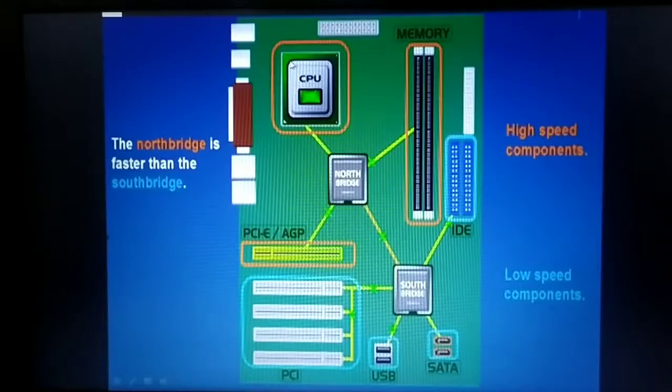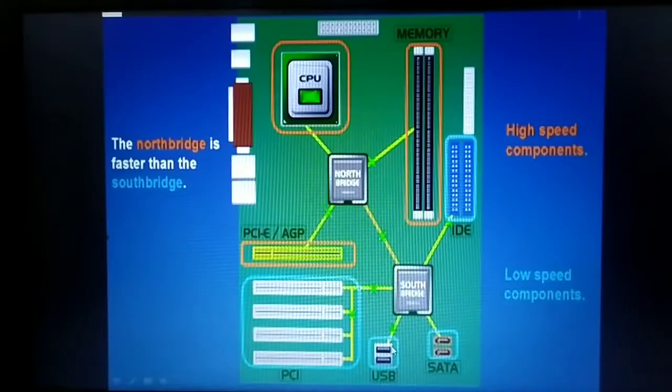Hence these are called high speed components, whereas the south bridge handles the low speed components like USB, that is universal serial bus, where you plug in your pen drive, mouse, or keyboard. Then the SATA connectors, and the lower components like PCI or IDE. So the south bridge handles the data transfer between the lower components.